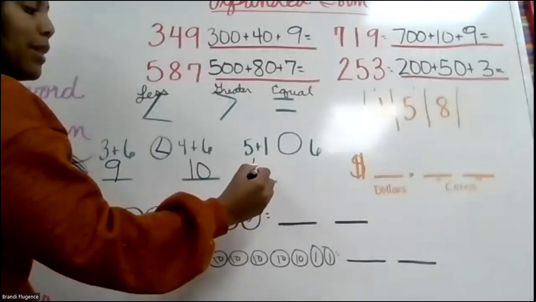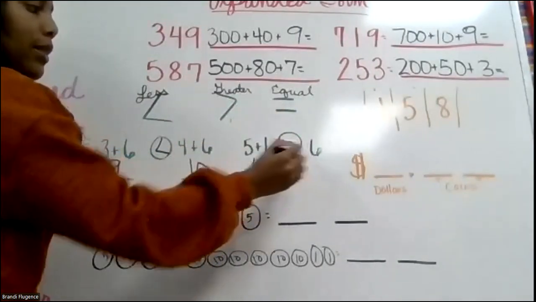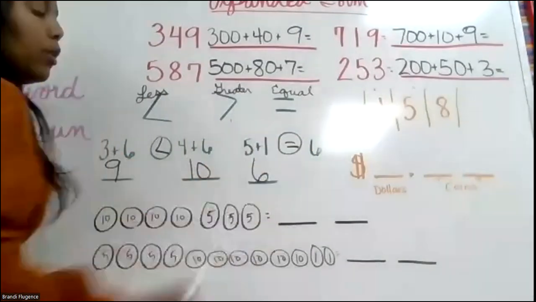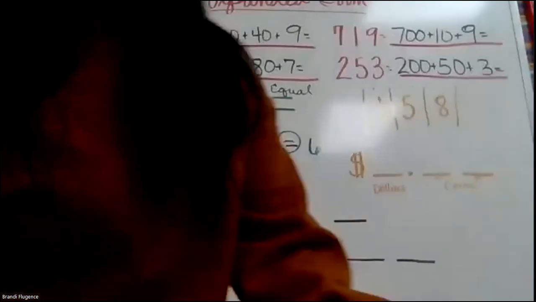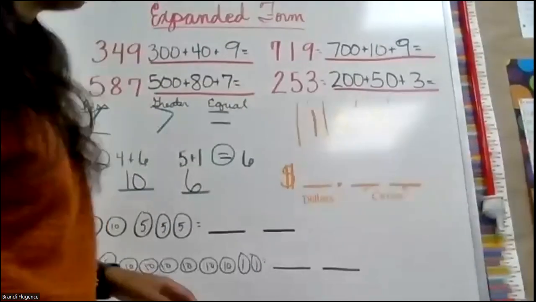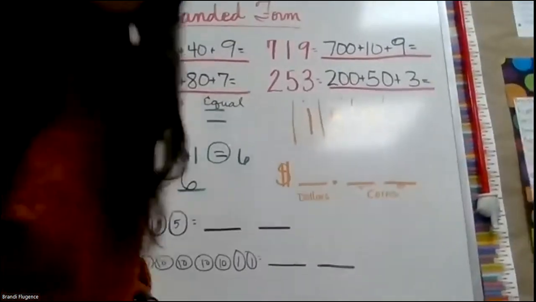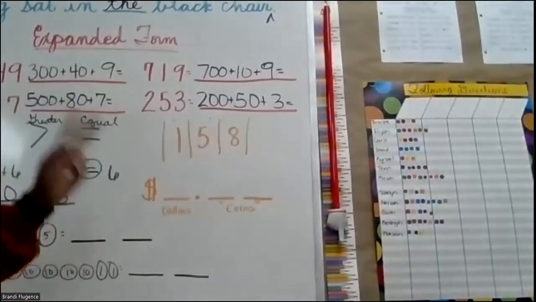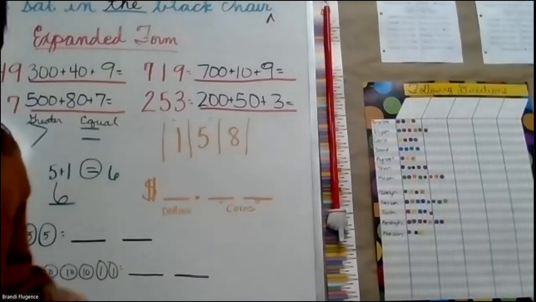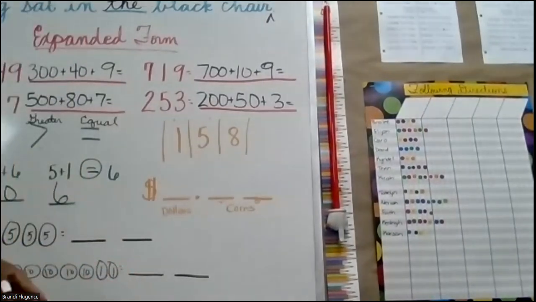So that means it's less than, greater than, or equal to 6. Equal. Okay? So just be prepared for that. All right, next part of our lesson, we're going to learn how to write our numbers two different ways. Whenever we're adding coins, there are two different ways we can write our answer. You will see it in your book today.